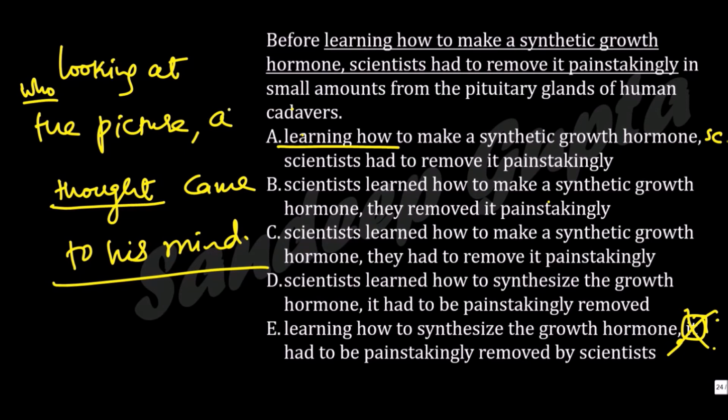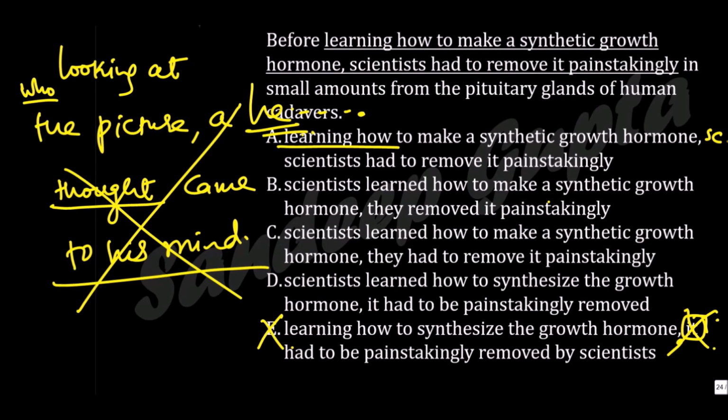Looking at the picture, it should not be a thought. He thought of something or he got a thought. So who was looking at the picture? He was looking at the picture. This error is called misplaced modifier, and option E has this error called misplaced modifier. That is one more reason why option E is wrong.